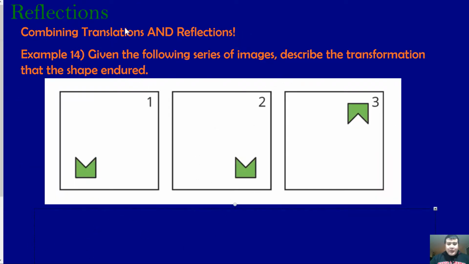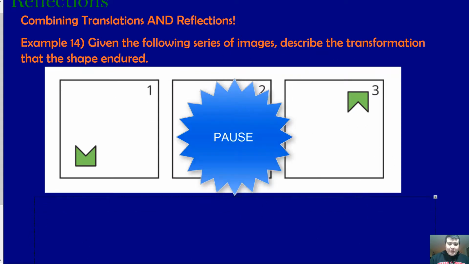The final example we have here is a transformation and reflection. Okay. Translations and reflections. Okay. So given the following series of images, describe the transformation that this shape endured. You can do multiple reflections, or you can do a translation and reflection for this. There are multiple ways for doing this. Go ahead and see if you can figure out both ways to get this post image right here.